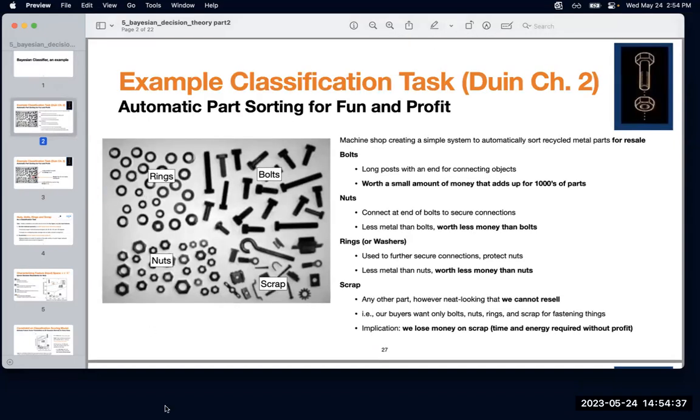So in this example here, this is coming from the Duda book, chapter 2. So you have access to that. Please check on the readings for that material.